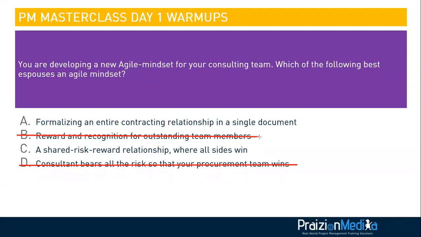So the world of traditional and the world of Agile, they work very differently. A, formalizing an entire contracting relationship in a single document. The size of the document is not important. It's what is in the document that would make it Agile or not. So there's not enough in this for us to go with A. And that leaves you with C, a shared risk reward relationship where all sides win. So taking a look at this could apply to a team, it could apply to a consultant, anything.